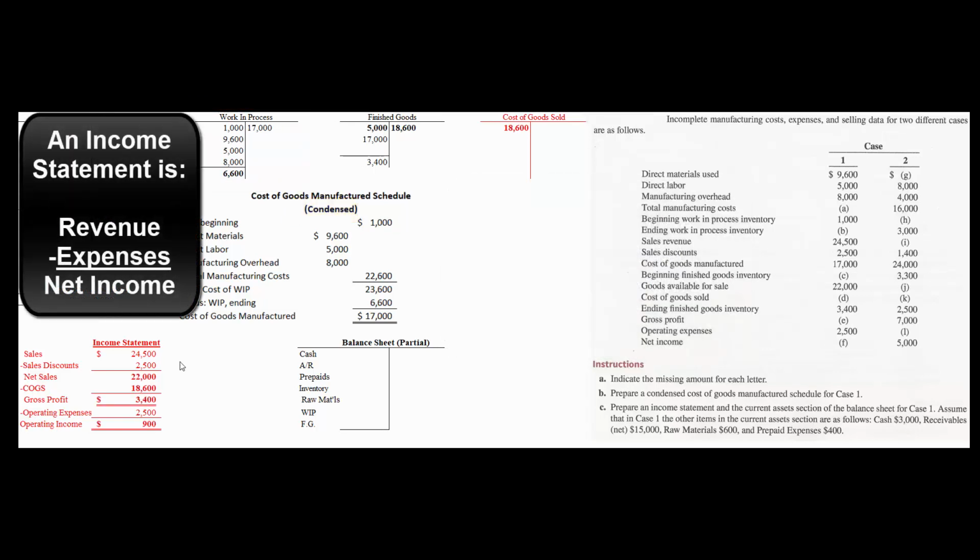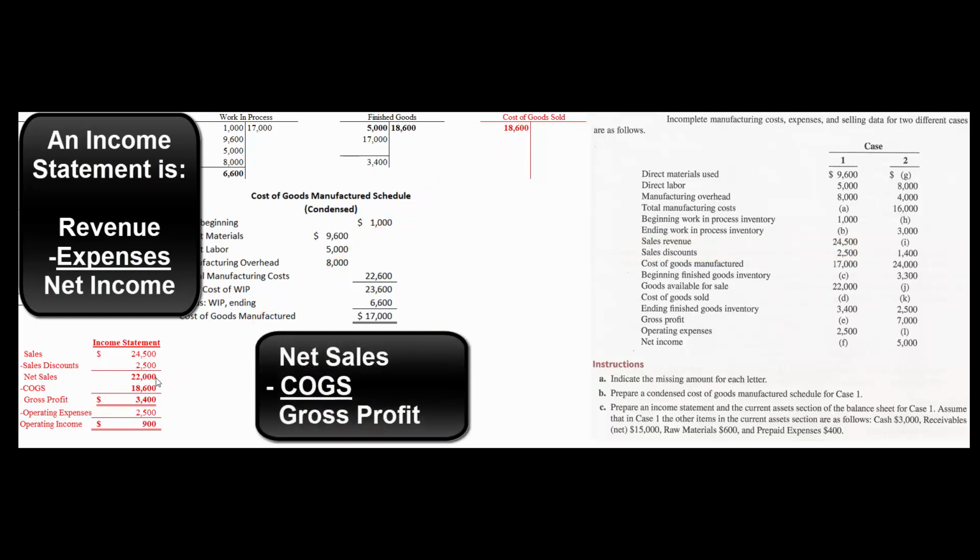Next, the problem wants an income statement. Well, it told us the sales were $24,500, sales discounts are $2,500. In other words, we told our customers if they pay us early, they can take a discount. So our net sales are $22,000. We just figured out our cost of goods sold is $18,600. That gives us gross profit of $3,400. Remember, net sales minus cost of goods sold gives us gross profit.